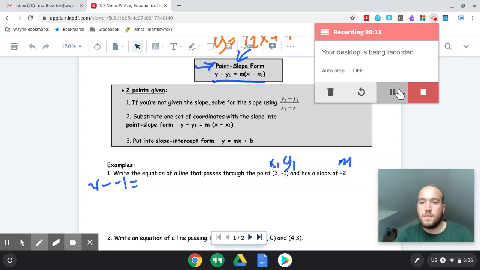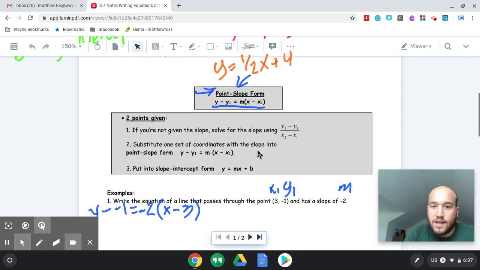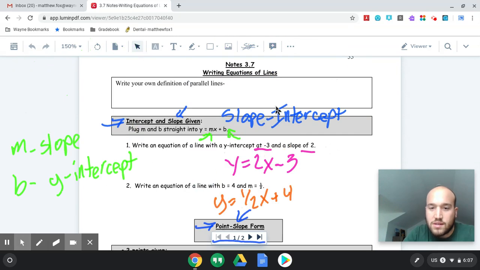So go ahead and we'll plug in this m value for m, so -2, and parentheses x minus, and for x1 we're going to put the 3 in. Okay. Now all we have to do to finish this is simplify it. We need to solve it so that it looks much like our problem did earlier. We want our final answer to be similar to this in slope-intercept form, y equals mx plus b.